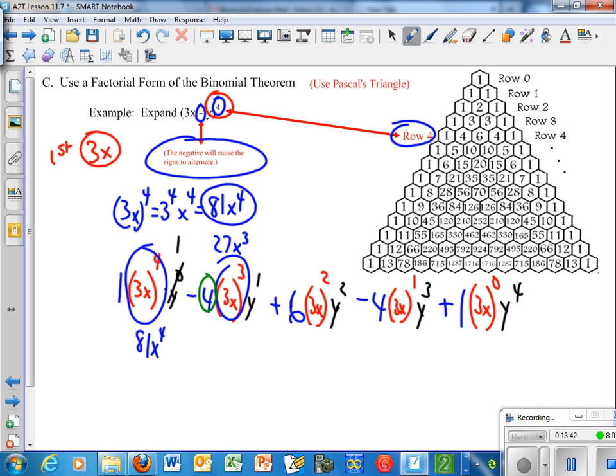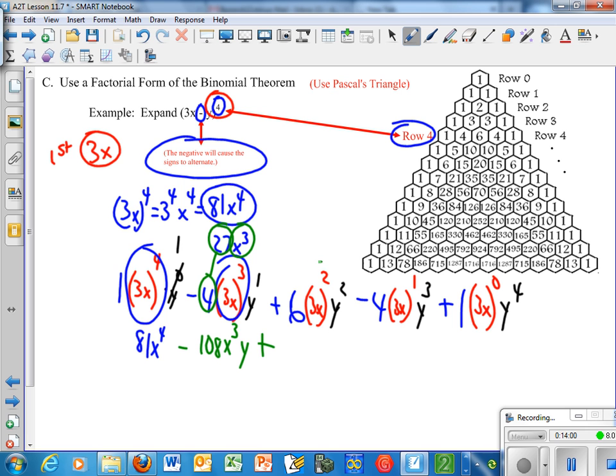I have to take this 4 times this 27. There's a minus sign. So 4 times 27, if you actually do that, is 108. Again, that comes from multiplying those two numbers. And then I have x to the third and y to the first.